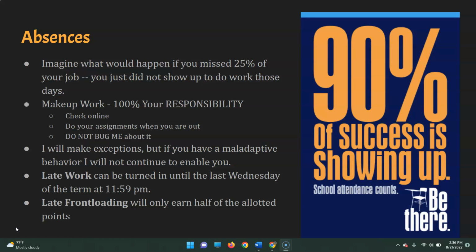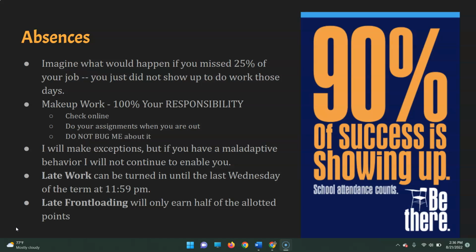Just so you know about late work, I accept late assignments all the way until the last Wednesday of the term. So you can turn things in up to that late, unless it's a substitute assignment, which has to be turned in on the day the substitute is there. Or if it's front loading. Front loading videos have to be done before class.